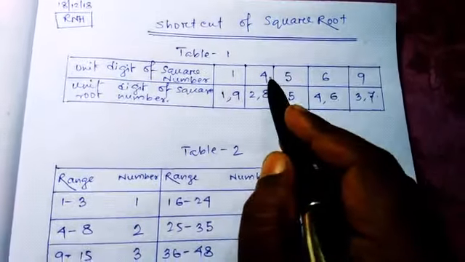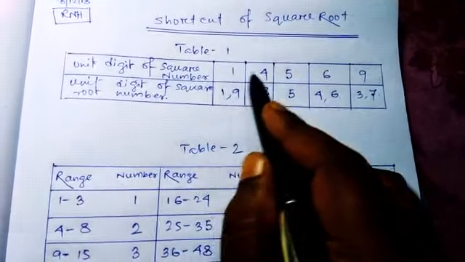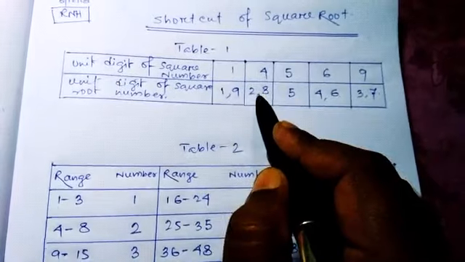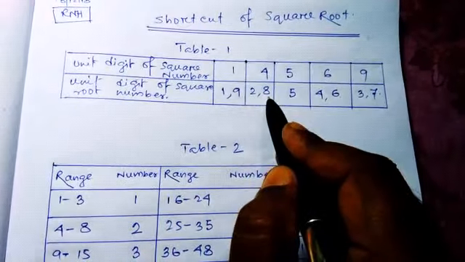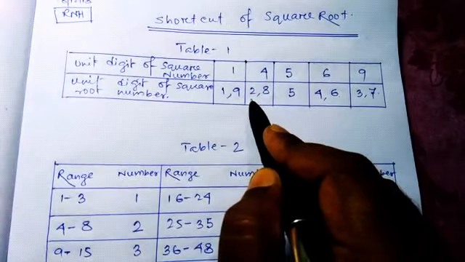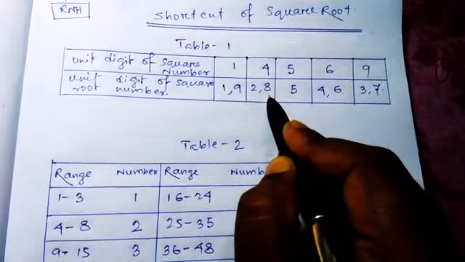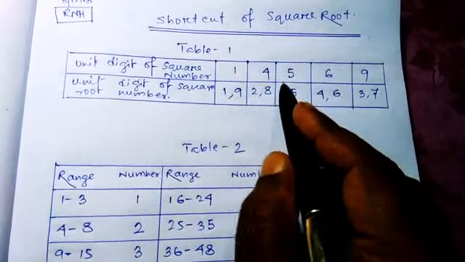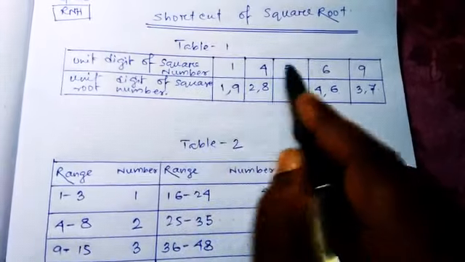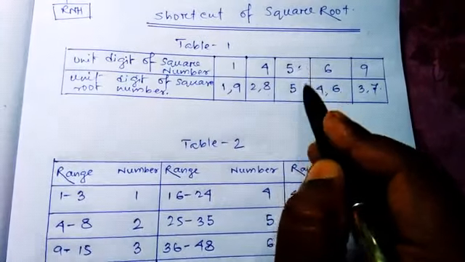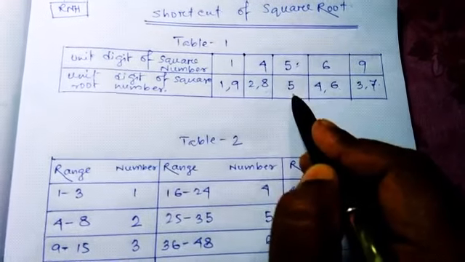If the unit digit of the square number is 4, then the unit digit of the square root number will be 2 or 8, because 2 into 2 makes 4 and 8 into 8 makes 64. So the unit will be 4. And if the square number is 5, then the unit digit of the square root will be 5.